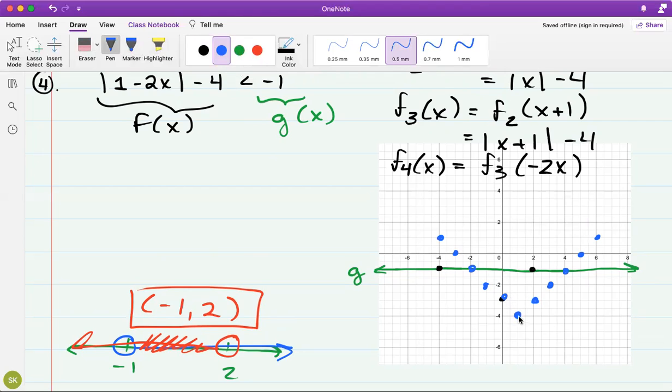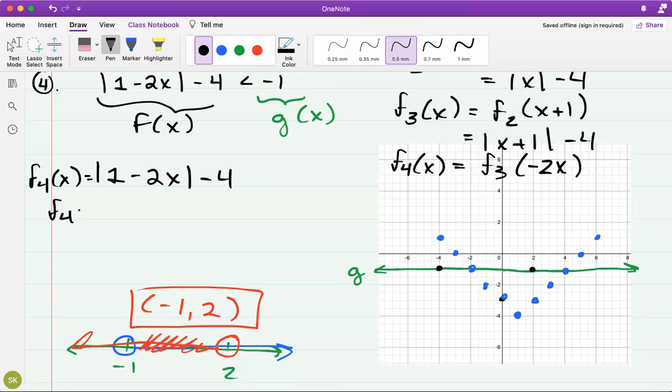Okay, so let's plug in some points. So the new function, this absolute value of 1 minus 2x minus 4, this is f4. If we plug in, let's say 0, what do we get? If you plug in 0, you get absolute value of 1 minus 0 minus 4, which is 1 minus 4, which is negative 3, which is exactly what we have right here. So this point stays the same, 0, negative 3.